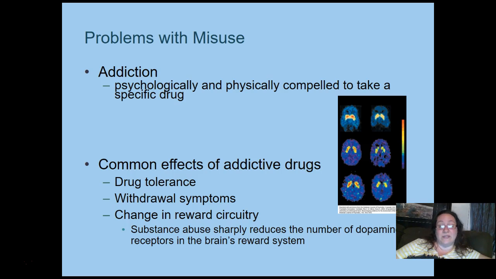So maybe you only needed one little bit of cocaine to get high the first time you did it, but now you need a much larger amount. So you've got a tolerance. If you stop using it, you can experience withdrawal from removing the drug from your system.